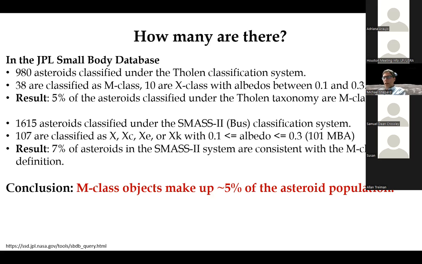And if you look for the X, XC, XE, and XK, and then limit the albedo to 0.1 to 0.3, you get about 100 main belt asteroids. And this is roughly 7%.